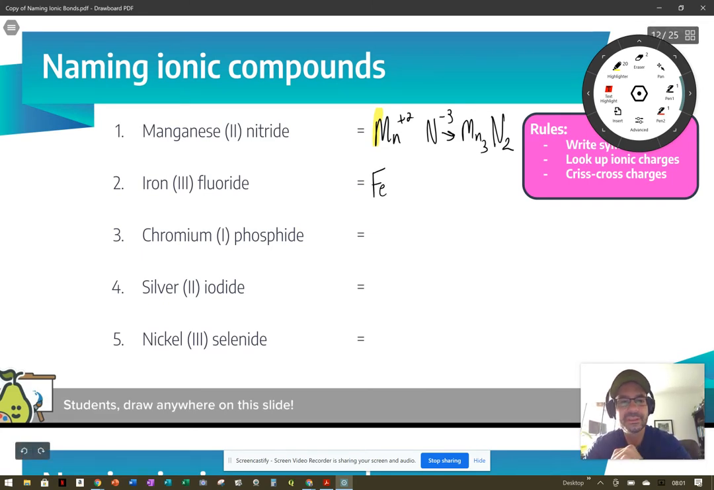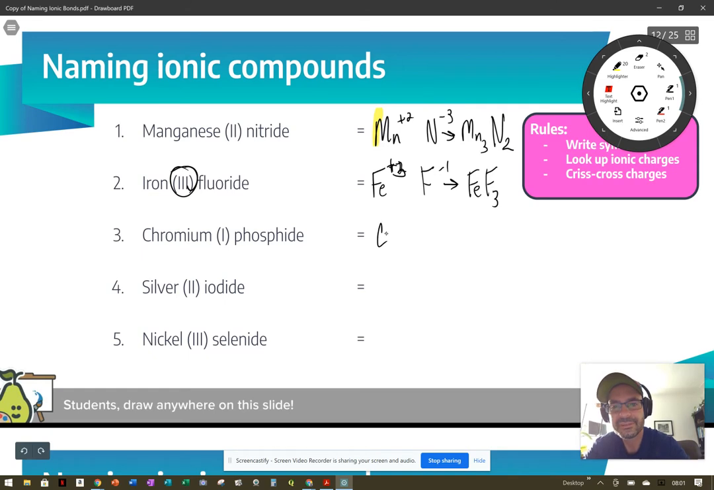Iron +3 will have a +3 charge. It tells us right here. And fluoride is -1. So this will be FeF3 when we crisscross the charges.